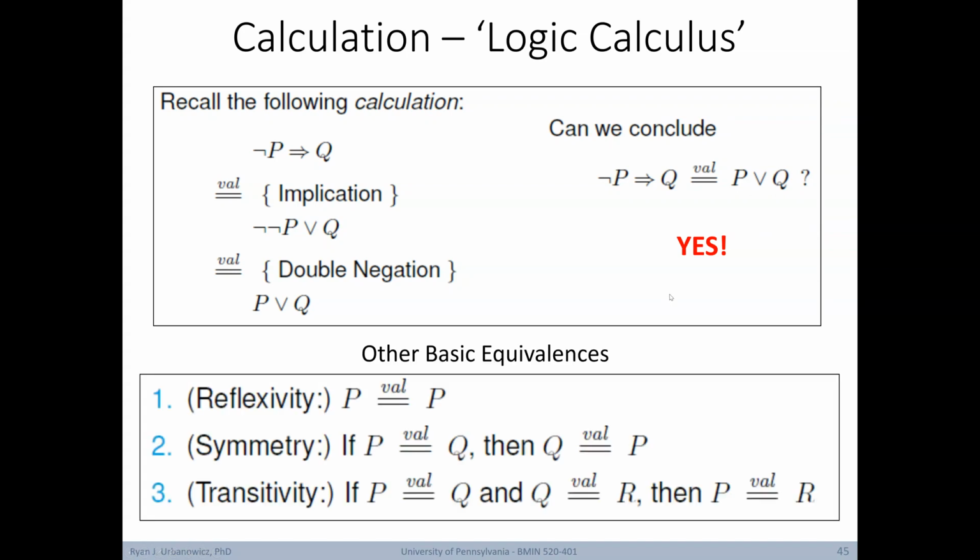Reflexivity, where a proposition is assumed to be equivalent to itself. Symmetry, where if the proposition P is equivalent to Q, then similarly, the proposition Q is equivalent to P. And lastly, transitivity also holds, such that if P is equivalent to Q and Q is equivalent to R, then P is equivalent to R.